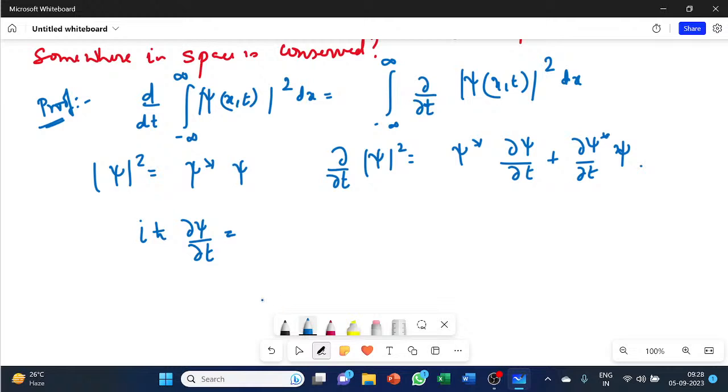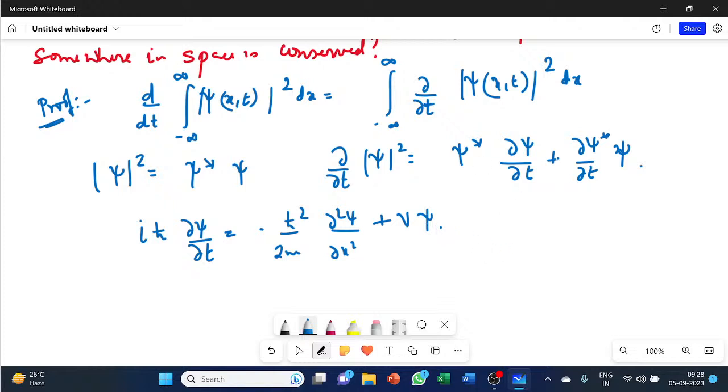So right now, since I don't want to get into all those technicalities, I just want to focus on this particular thing. So iota h cut del psi upon del t is equal to h cut square upon twice m, and then you have this del square psi on del x square, and then you have this V psi. Okay, this is something that you know already.